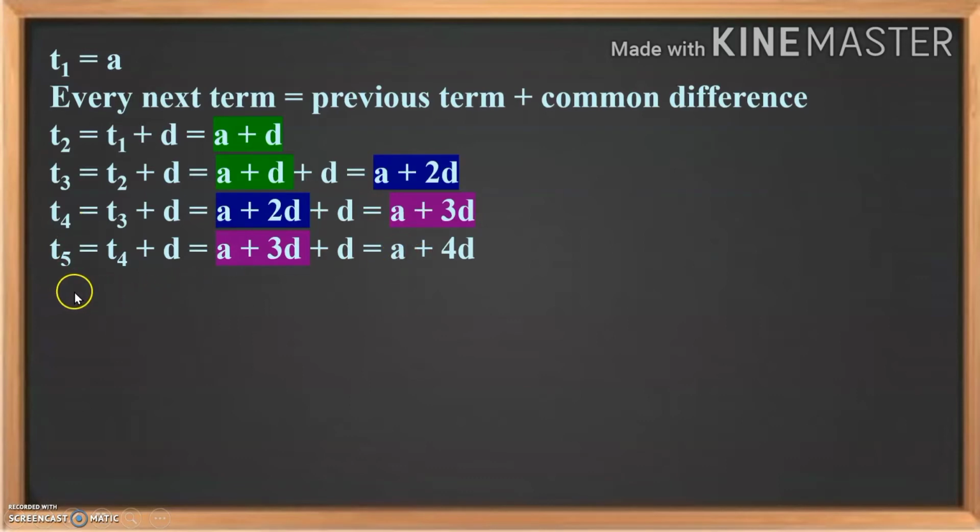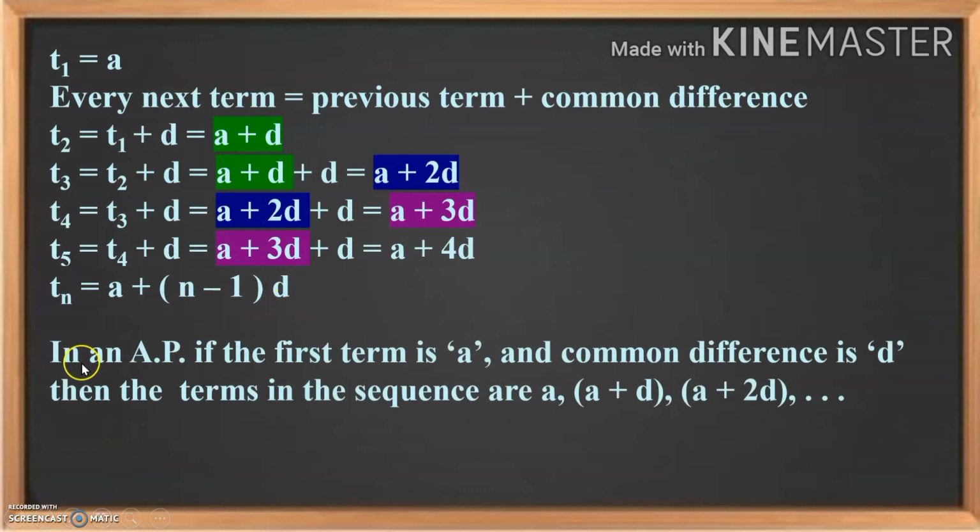That means if I take n equal to 10, it will be A plus 9D. So Tn will be equal to A plus (n minus 1)D, 1 less than this n. So it will be (n minus 1)D. So in an AP, if the first term is A and the common difference is D, then the terms in the sequence are A, A plus D, A plus 2D, A plus 3D and A plus 4D and so on.